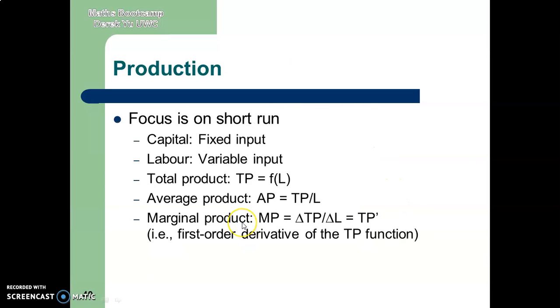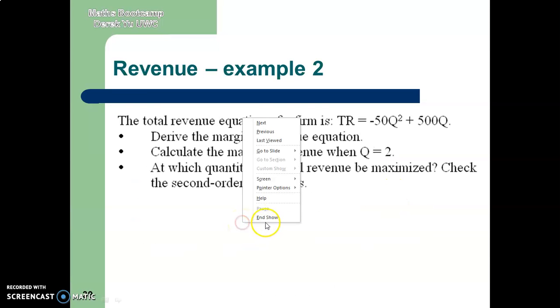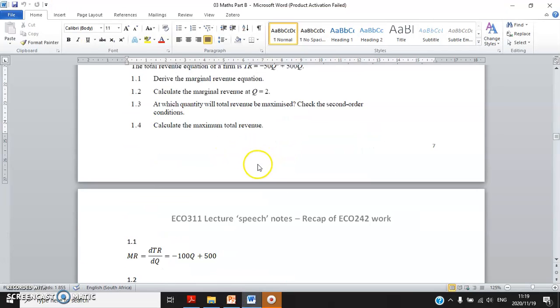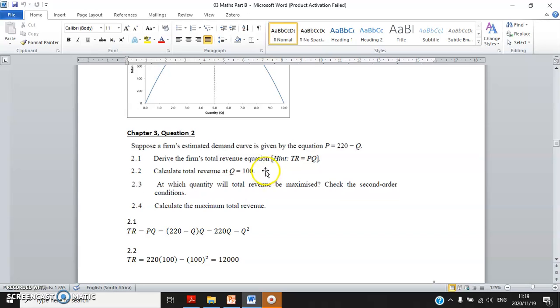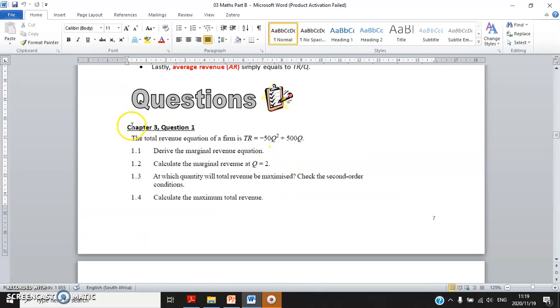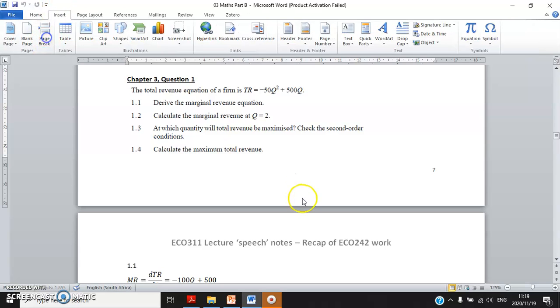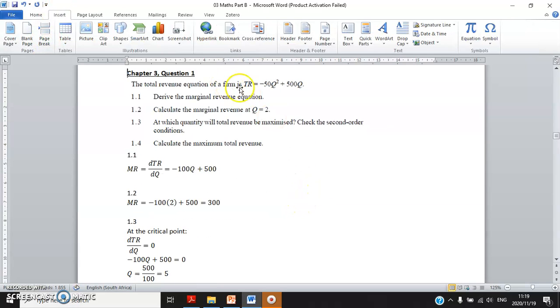There are some questions on the slides, but I would rather focus on the questions on the study guide. So I will do one question here, chapter 3, question 1. Let me have everything on one page. Total revenue is minus 50Q squared plus 500Q.